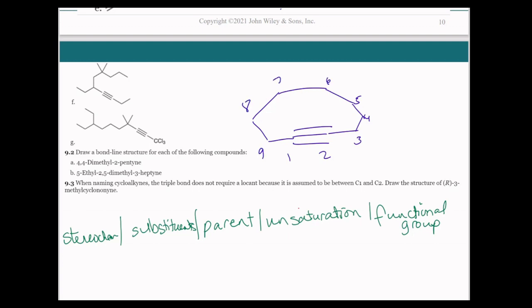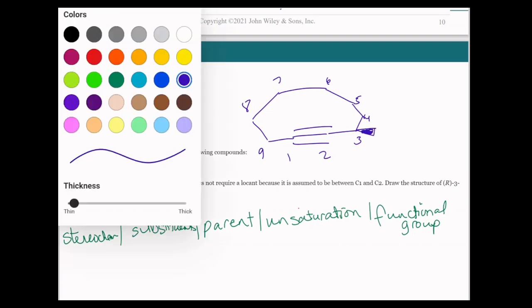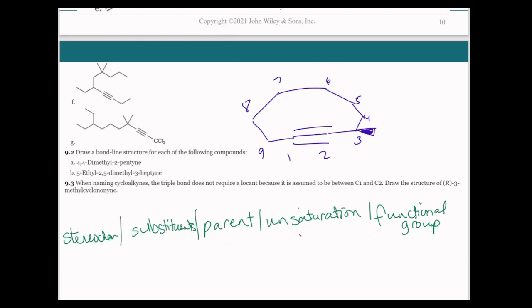Okay, now at carbon number 3 we have a methyl group, and we need to give that methyl group stereochemistry. So this is our methyl cyclononine. So let's just choose to make the methyl group coming out at us. Let's put it on a wedge, and let's see if that's R or S. Okay, I'm going to go ahead and change colors, and let's draw in our hydrogen. That would be by default on a dash. So the hydrogen would be number 4. The carbon with the methyl has 3 hydrogens on it. That'd be substituent number 3.